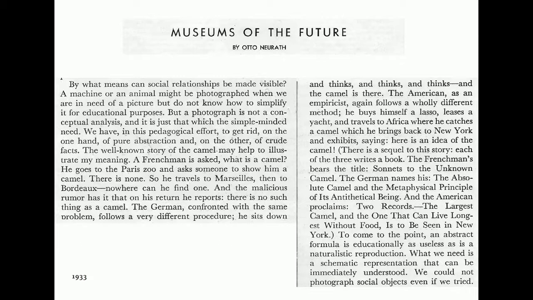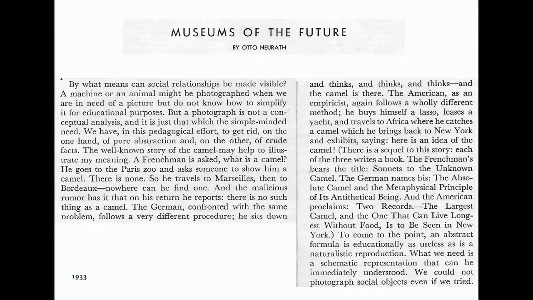he says, "The well-known story of the camel may help to illustrate my meaning." I don't know if this was a well-known story or if he made it up. I've never heard it elsewhere. A Frenchman is asked, "What is a camel?" I will preface this. I'm only saying this because it deals with national stereotypes, including the French, and may be amusing, but the Germans come out of it worse, so that's okay.